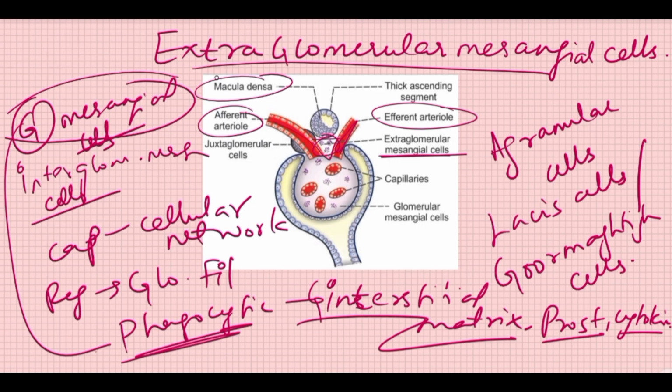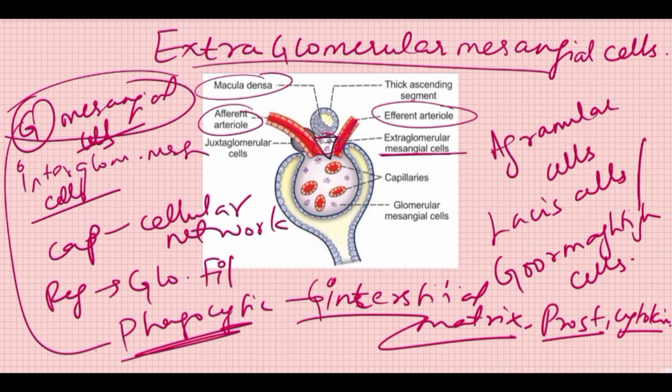The second structure is the extraglomerular mesangial cells, which is situated in the triangular area bound by the afferent arteriole, efferent arteriole, and above is the macula densa. It is also known as agranular cells, lattice cells, or Goormaghtigh cells. Another type of mesangial cells is situated in between the glomerular capillaries, called the glomerular mesangial cells or intraglomerular mesangial cells.